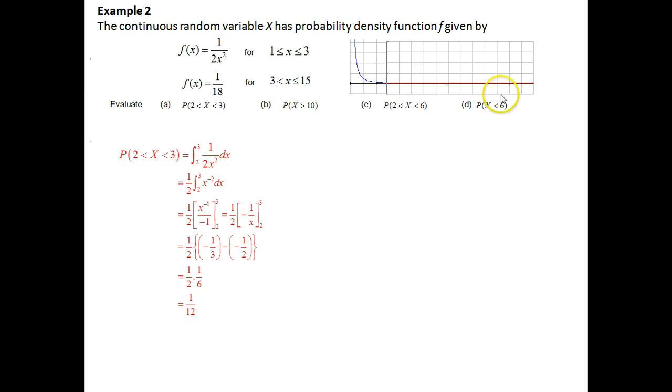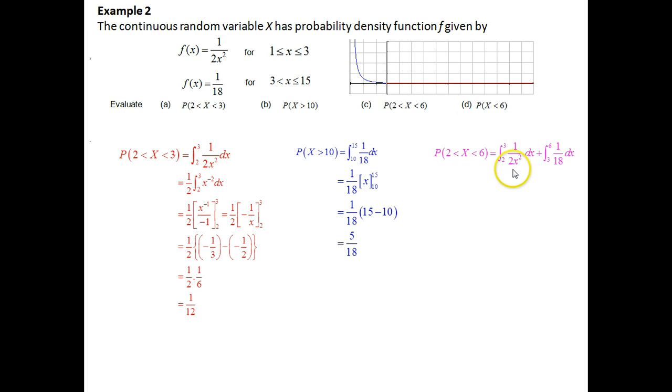Greater than 10, so 10 is here somewhere. Greater than 10, I want to integrate from 10 to 15. So I take the 1 over 18 out, and I put x instead, because I'm integrating a constant, I get x. Put the values 15 and 10 in, and I get 5 over 18 as the area. The probability of x is greater than 10.